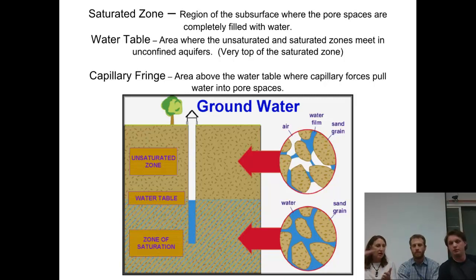Okay, so we've got the unsaturated zone on top where the pores are filled with air and or water. We have the water table that separates that unsaturated zone from the saturated zone where the pores are full of water. And the capillary fringe at the top of the water table. Okay, good. Let's go on.